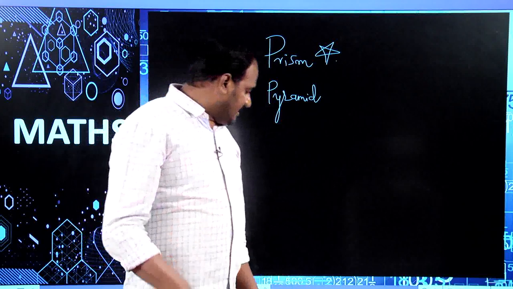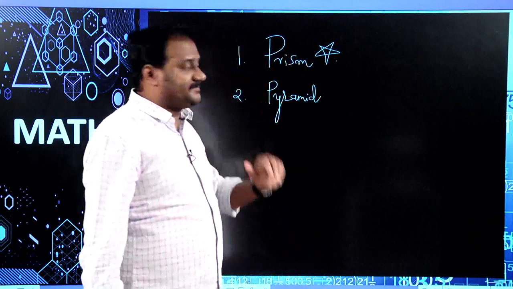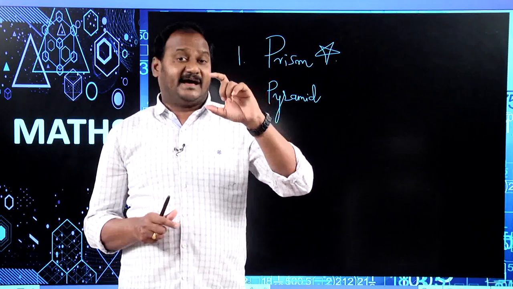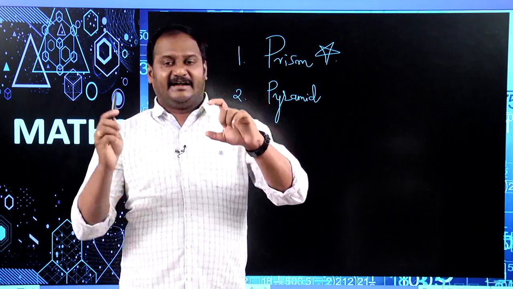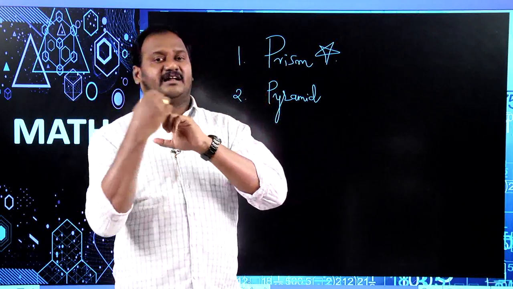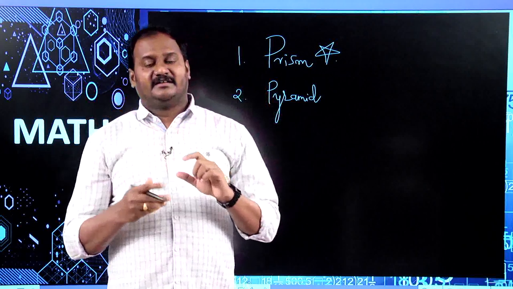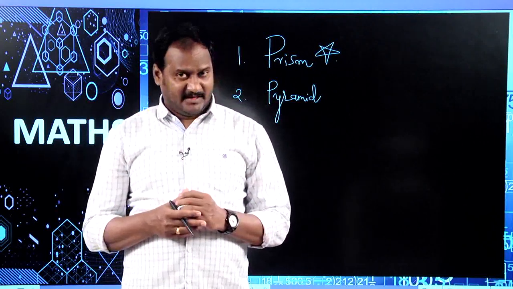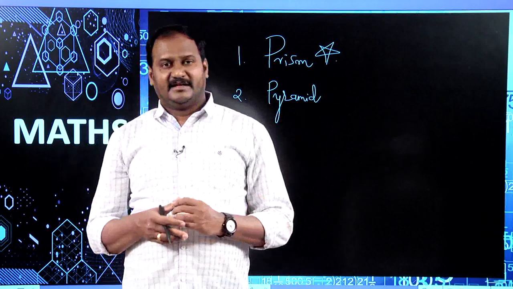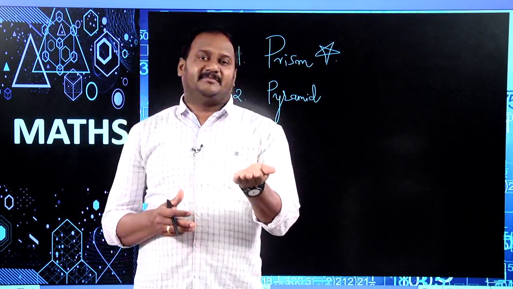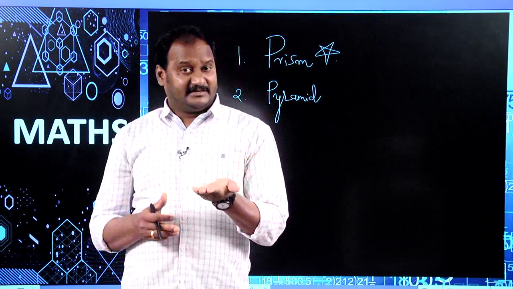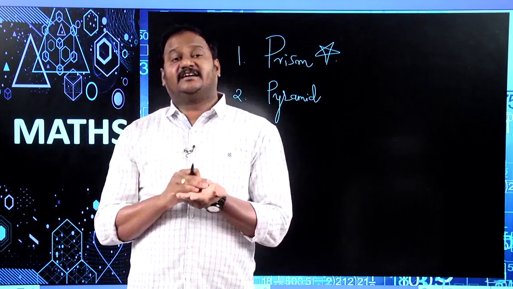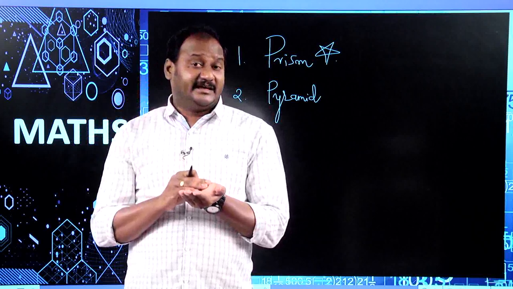So this is about a prism. A prism means both bases are parallel and congruent faces and all the lateral surfaces are parallelograms. And what do you mean by a pyramid? In a pyramid, the base can be any polygon and its opposite is a vertex. That kind of solid is said to be a pyramid.